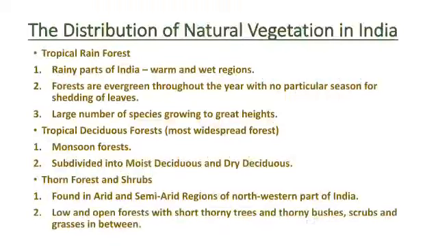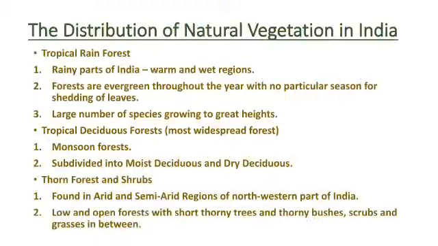Next, tropical deciduous forest. Most abundant or widespread forest in India. They are known as the monsoon forest. It is divided into two subtypes, that is moist deciduous and dry deciduous forest.